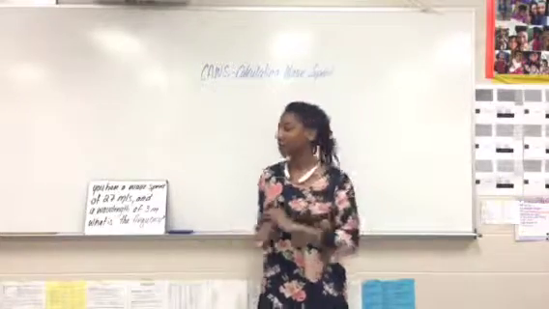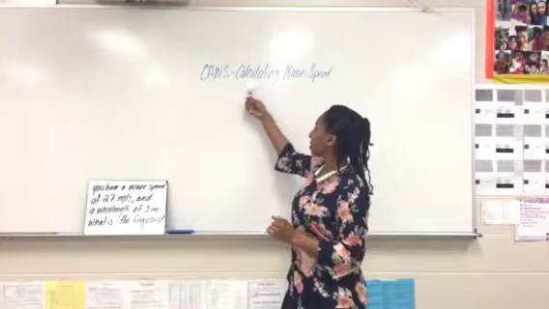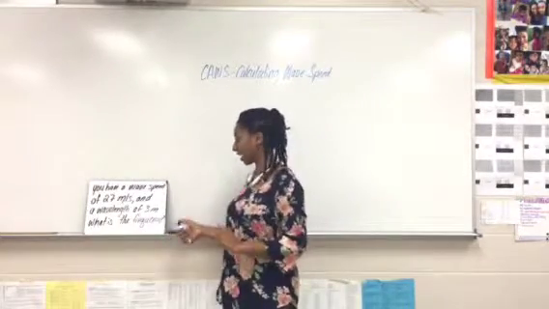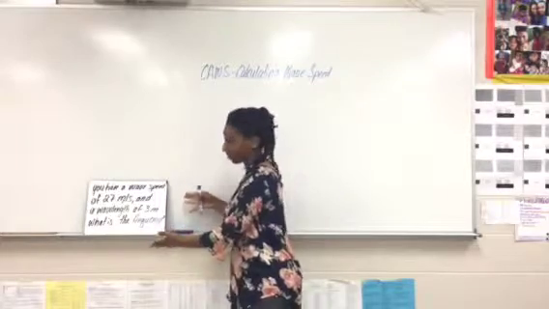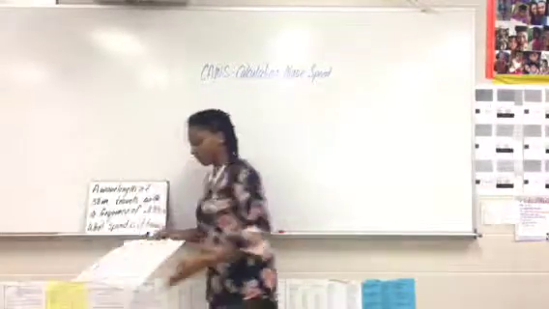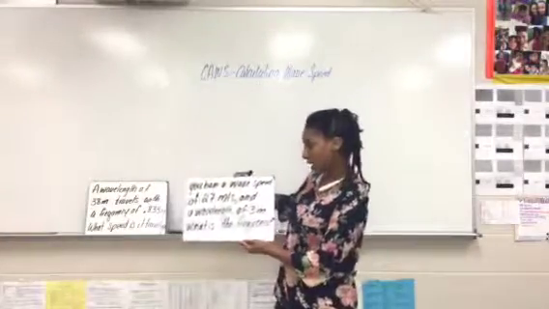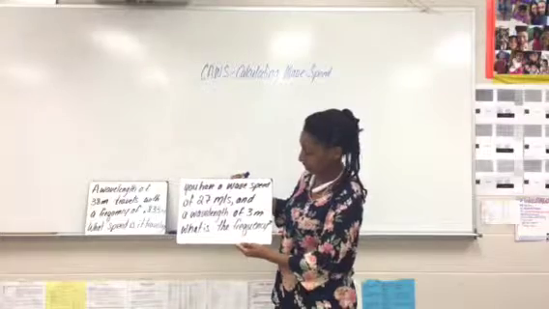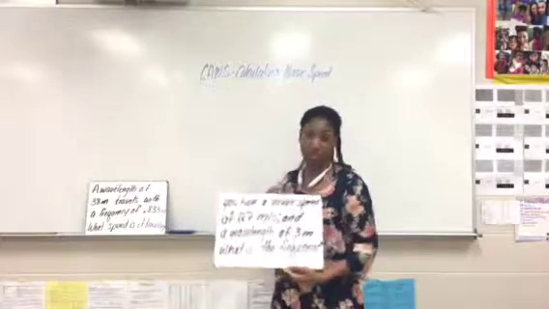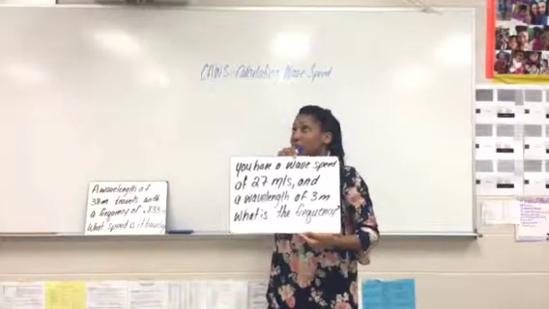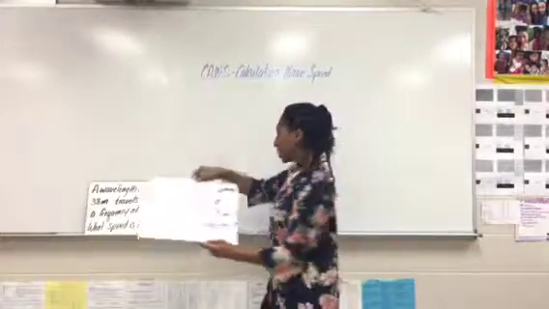So enjoy, okay? Today we are going to be doing one on calculating wave speed. So this is what I have. This is the one I'll be working out, okay? It says, you have a wave speed of 27 meters per second and a wavelength of 3 meters. What is the frequency? Read it. Pause it. Okay, now I'm going to put it back.